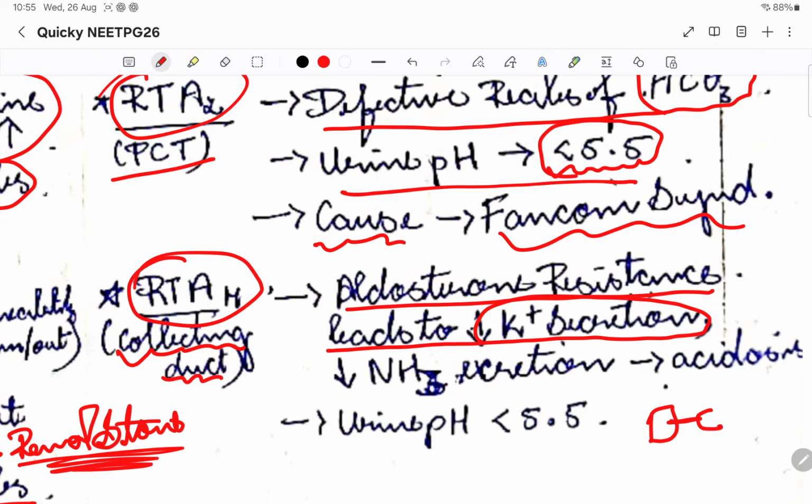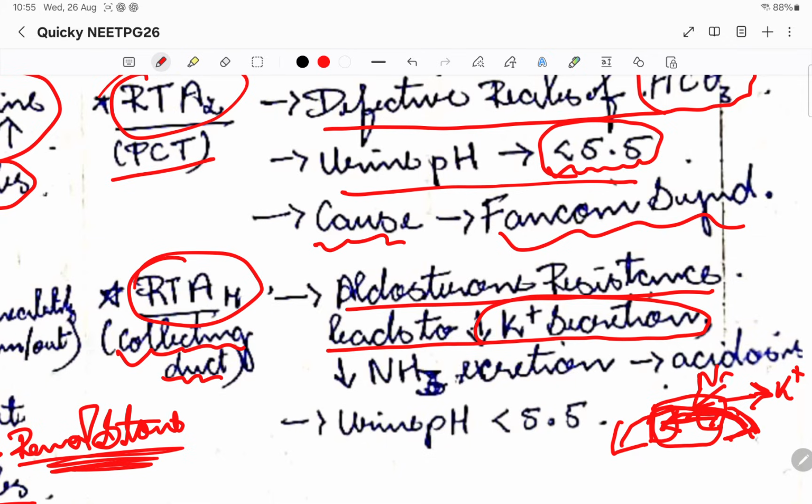Basically, sodium was supposed to be reabsorbed with respect to aldosterone. Suppose there is aldosterone resistance; then sodium is being secreted out. Sodium was supposed to be reabsorbed, but it is getting secreted out. It was exchanging with potassium, right? So potassium was being excreted, whereas the sodium was going inside.